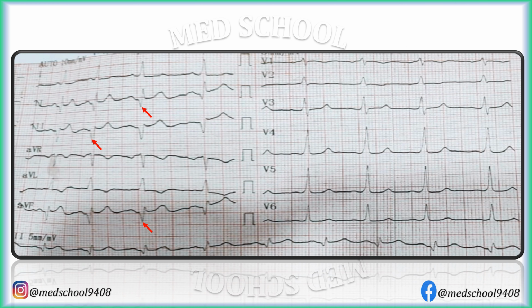There are deep Q waves, small R waves, ST segment and J point almost at baseline, and upright T waves in lead 2, 3 and AVF. So this is inferior wall STEMI in chronic stable phase.